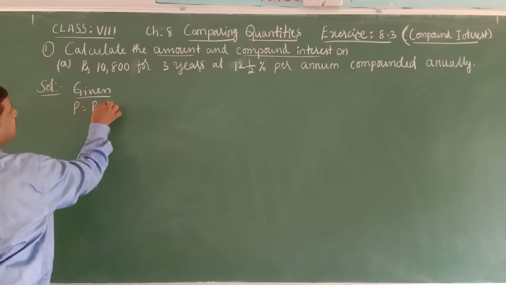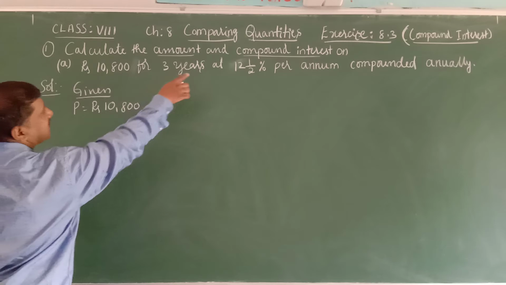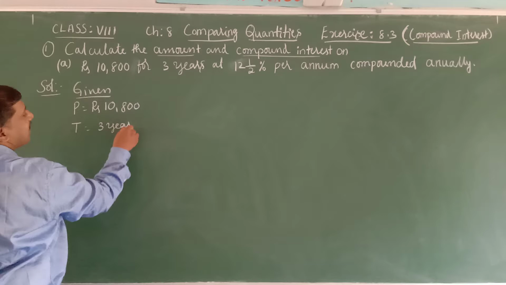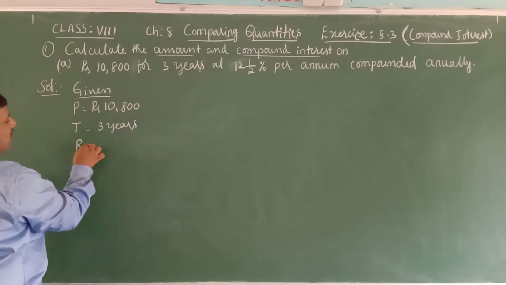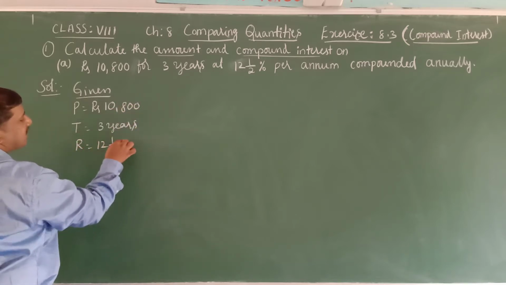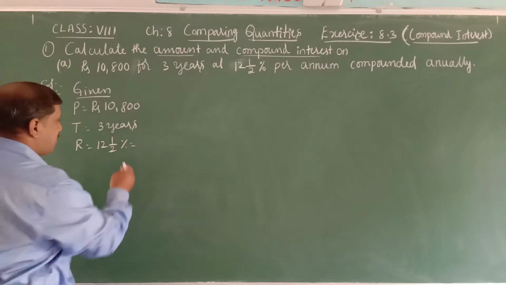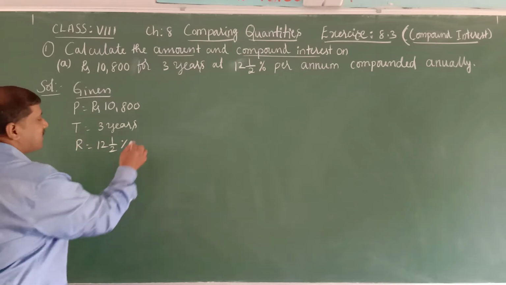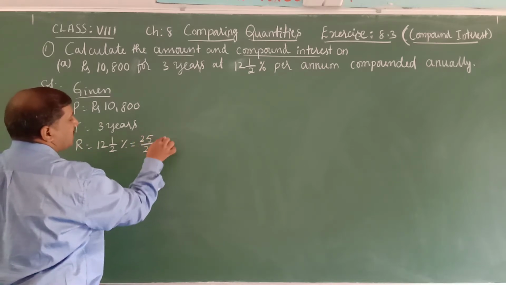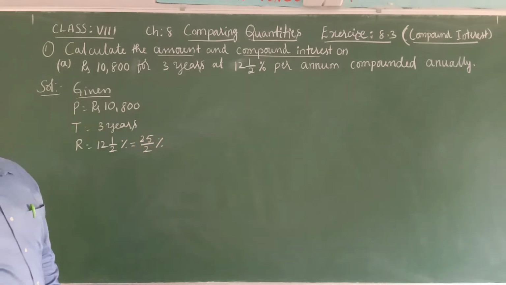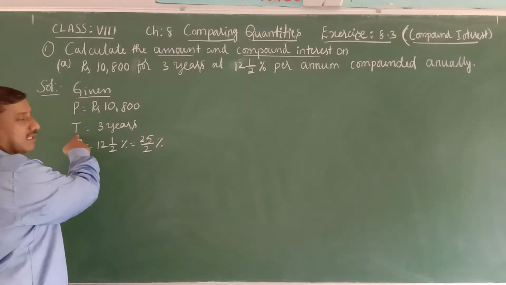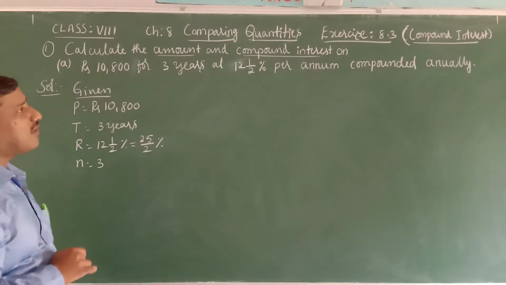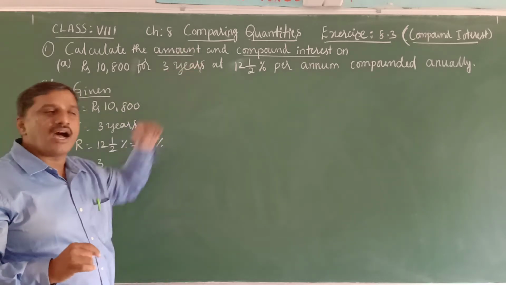Principal is rupees 10,800, time is 3 years, and rate of interest R is equal to 12.1/2%. It is a mixed fraction, convert it into an improper fraction: 12 into 2, 24, plus 1, 25/2%. Here n stands for the number of years, that is time. So n is equal to 3. Now what we have to find? Compound interest and the amount.